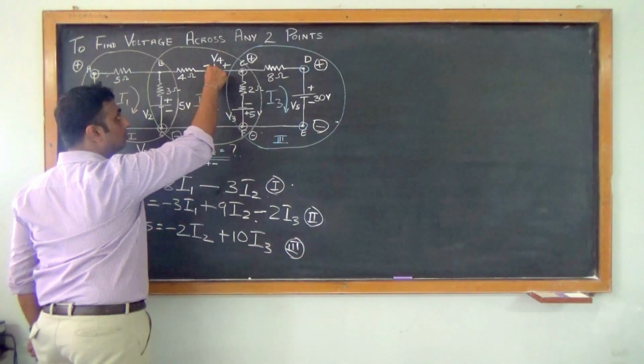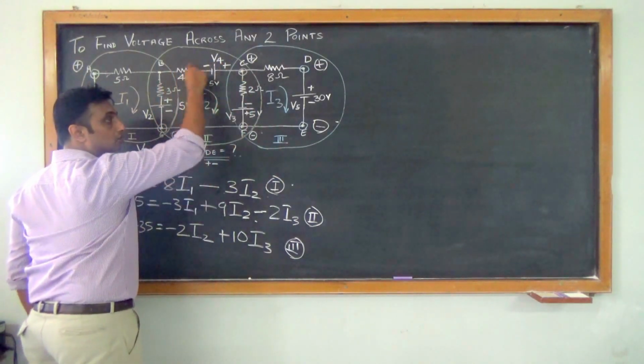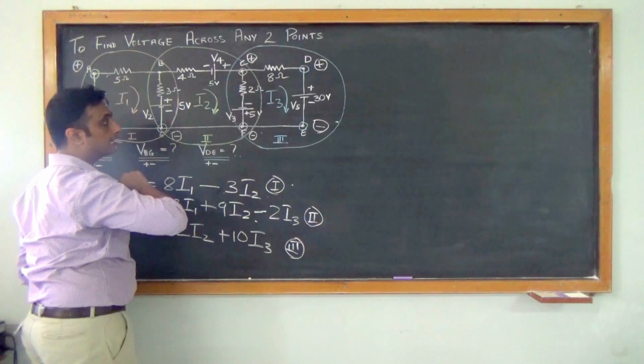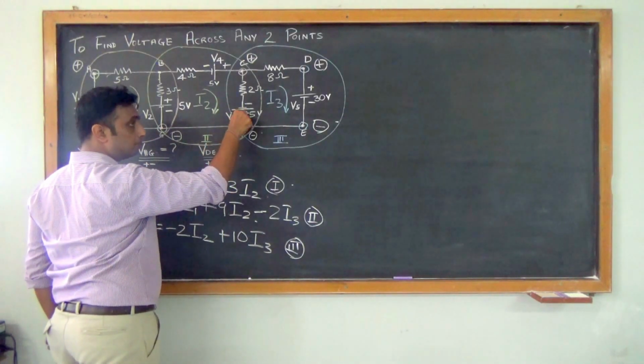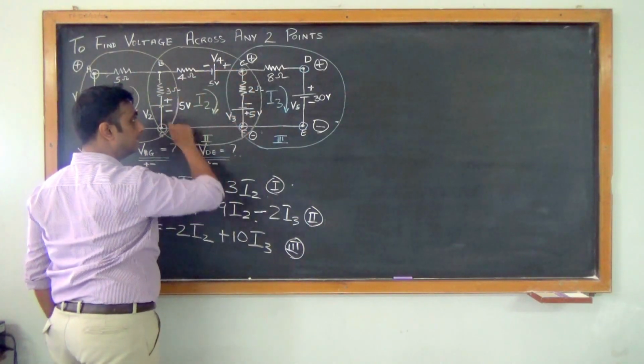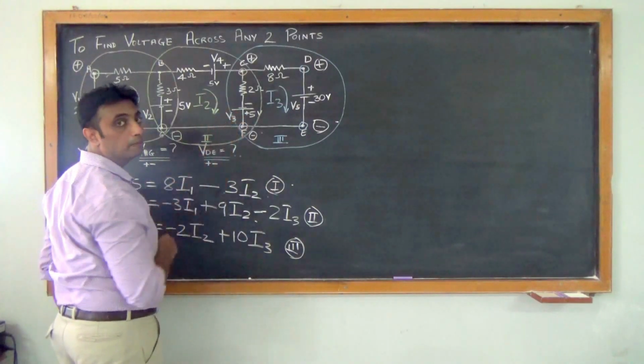What about V4? It flows from positive to negative. Finger is still moving in the clockwise direction, again matches this I2. What about this voltage source? 5 volts. Current moves from positive to negative. Again my finger is moving in the clockwise direction, so it is again positive.